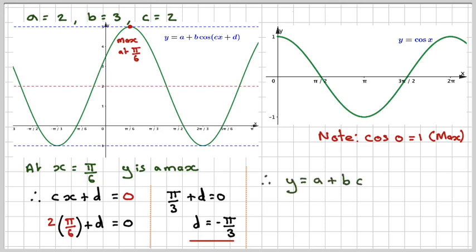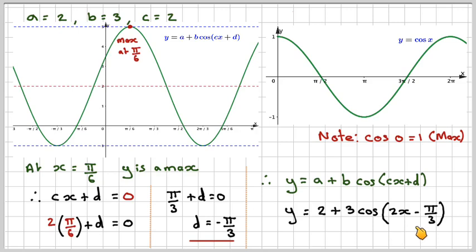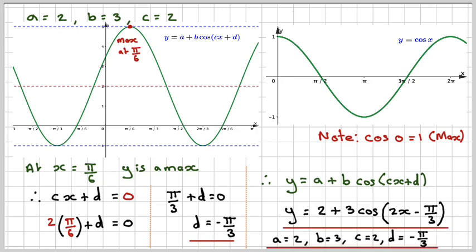So writing out the graph y is equal to a plus b cos(cx plus d) with our values here, we get y is 2 plus 3 cos(2x minus pi by 3), giving a is 2, b is 3, c is 2, and d is minus pi by 3. So here we've found the constants of a cosine graph.